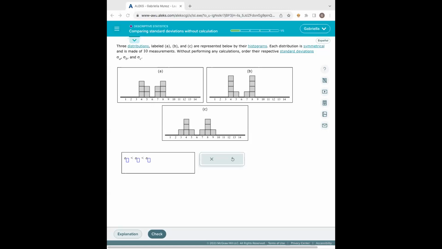How about B? What's the width of B? Like the max minus the min. I would say 8 still because it's on this line. No, B is 8 minus 4 as well. 8 minus 4. So I'm just looking at that bottom number there.